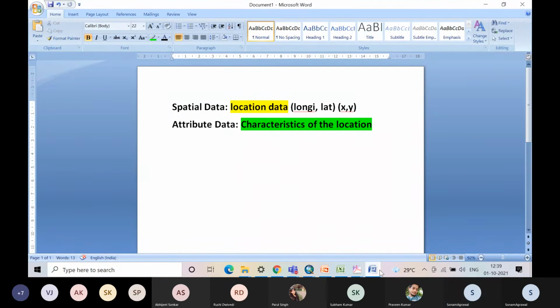बताइए सारे फैकल्टीज, अगर हम फैकल्टी का इसी तरीके से डेटा बनाए, अभी जैसे स्टूडेंट का डिस्कस किया, उसके लिए स्पेशल डेटा क्या होगा और एट्रीब्यूट डेटा क्या होगा. जल्दी जल्दी बताइए अभिजीत. जो समझ में आ रहा है वही बताइए.